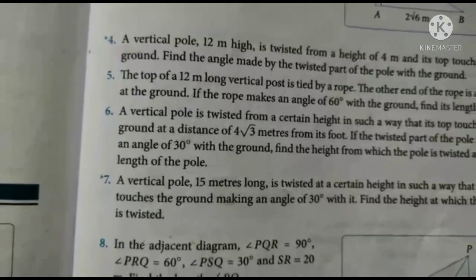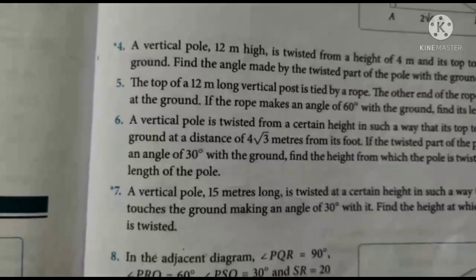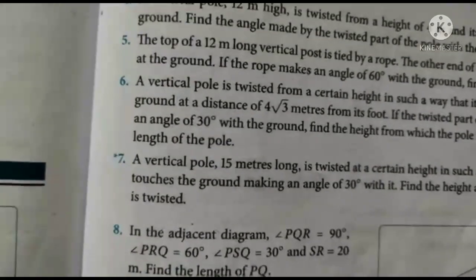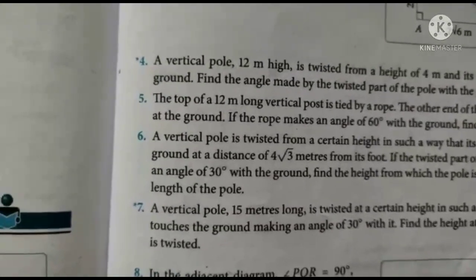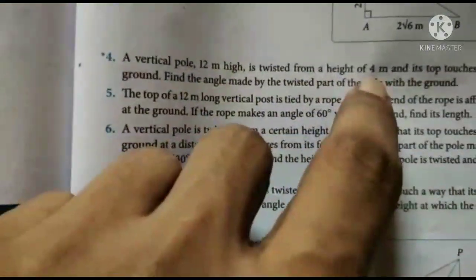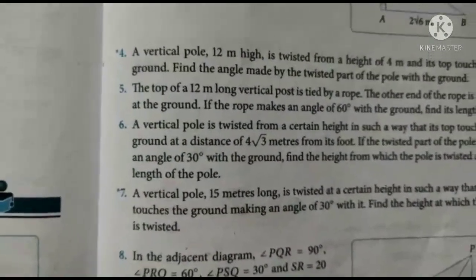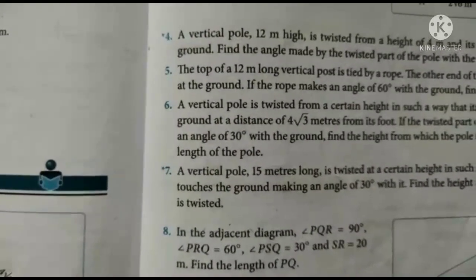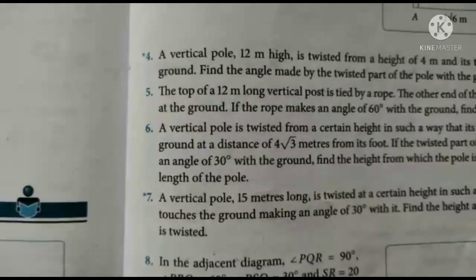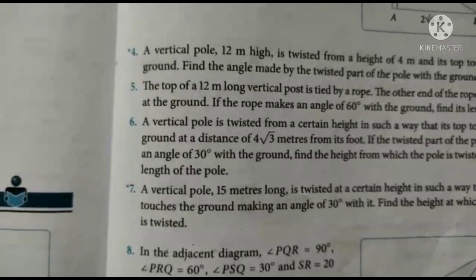See, here it is given a vertical pole 12 meter high. So it means it is a vertical pole and its height is 12 meter, and by certain conditions that part of the pole is broken, and the height from where the pole is broken is 4 meter. The pole is twisted, meaning broken, so the broken part will fall down. That fallen part touches the ground by making an angle with the ground. So we are told to find the angle that the pole is making with the ground.